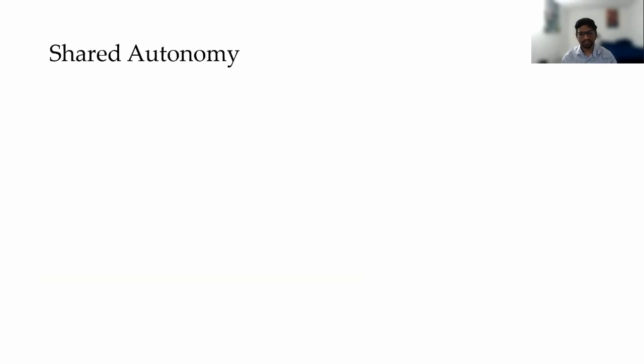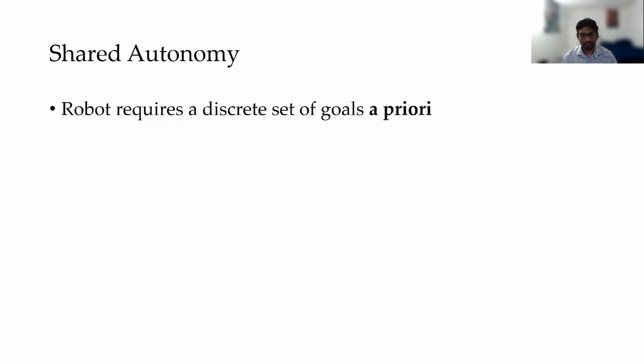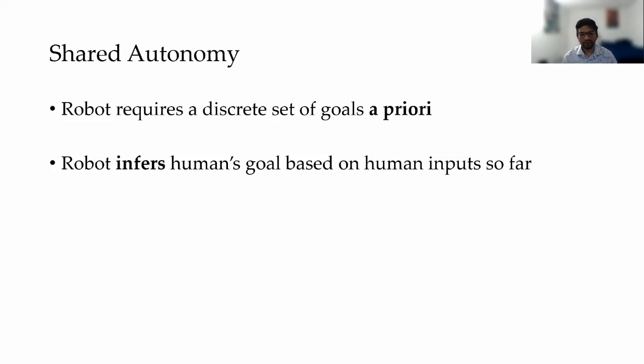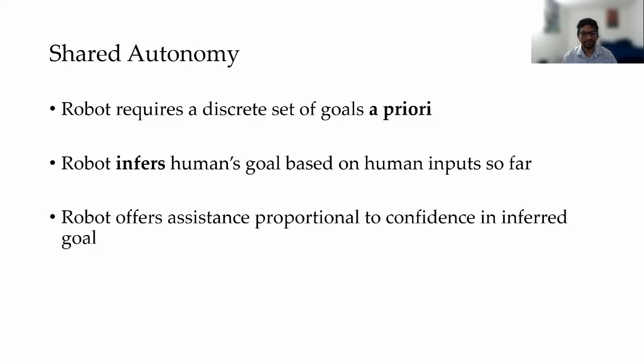So how can robots learn to assist you? This is generally formulated as a shared autonomy problem. In the current state-of-the-art shared autonomy methods, the robot is given a set of goals beforehand, and based on the human's inputs so far, the robot tries to infer the human's goal. Once the goal is inferred, the robot offers assistance proportional to its confidence in the inferred goal. This works well when the robot knows all of the human's tasks.